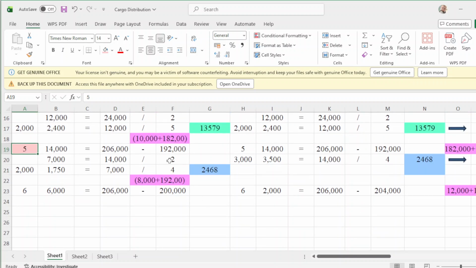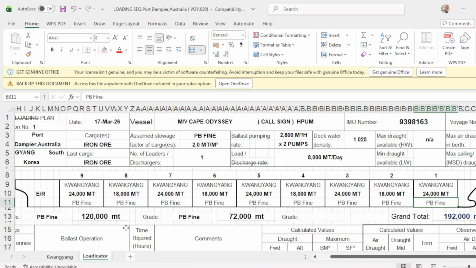So 192,000 minus your 206,000 total cargo, you will have 14,000 remaining. You get one half of this, which is 7,000. So 7,000 you distribute this to holds 2, 4, 6, 8. So 7,000 divided by 4 is 1,750. So make it 2,000 for each hold of 2, 4, 6, 8.